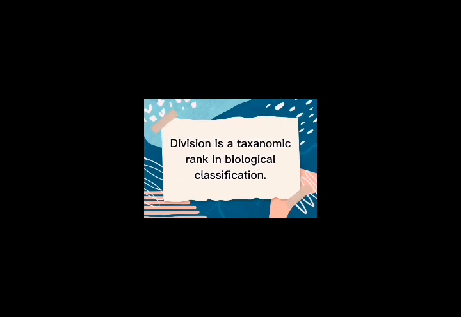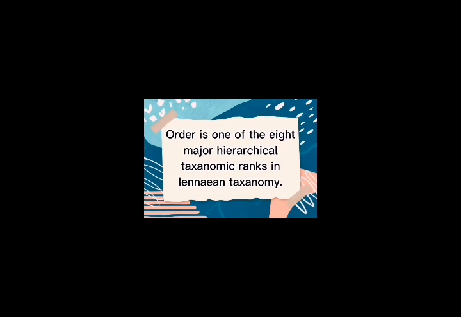The next term we define is the word division. Division is a taxonomic rank in biological classification. We also have the term class. Class is a group of related taxonomic orders. Next is the word order. Order is one of the eight major hierarchical taxonomic ranks in Linnaean taxonomy.